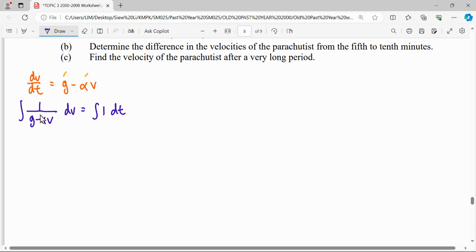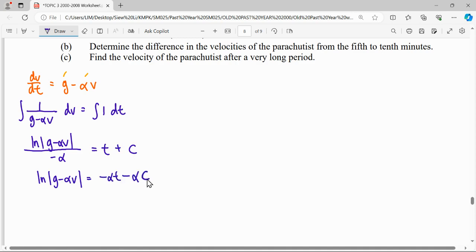Integrating the fraction will give you ln over the coefficient of your unknown. Your unknown here is v, so the coefficient of v is negative alpha. Then for the right hand side, integrate 1 with respect to t will be 1t plus c. So simplify here: negative alpha t minus alpha c.